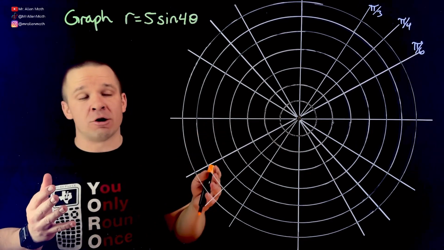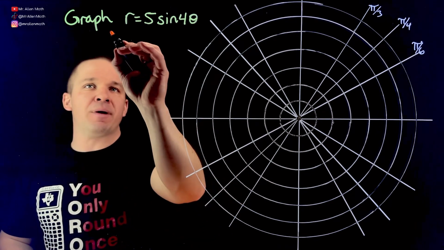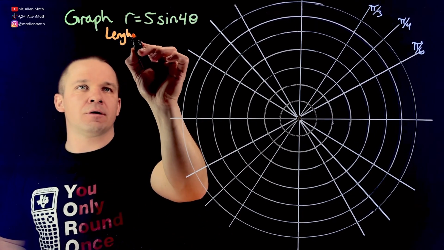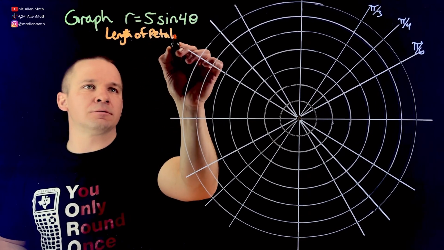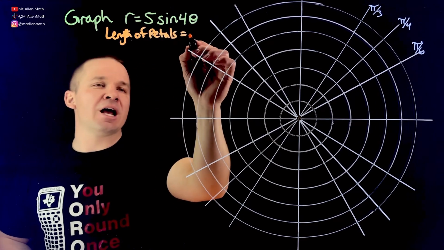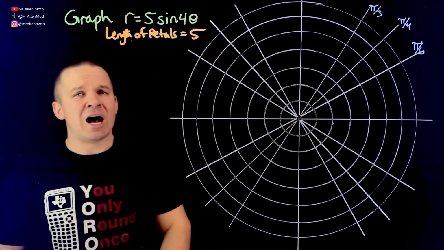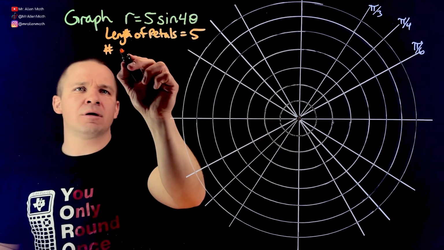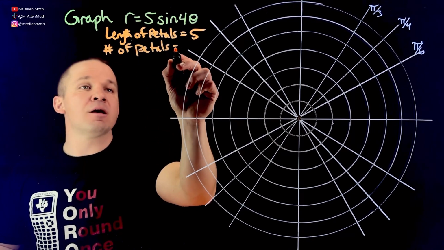Now, what do we need to know about a rose? The length of the petals. So length of petals, oops, I forgot my T there. Length of petals would be my lead coefficient of 5. So length of petals is 5. How many petals? Number of petals.